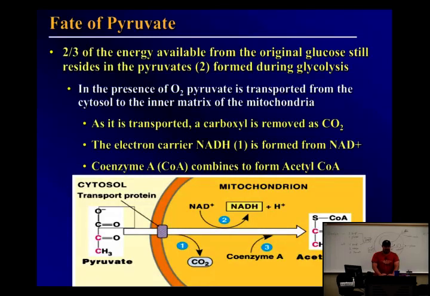So a coenzyme is an organic one, and a cofactor is an inorganic one. This could be a vitamin or something, but it's not. It's a specific molecule called coenzyme A. But that's its job.